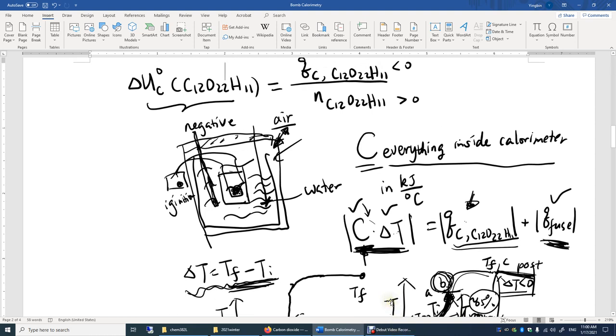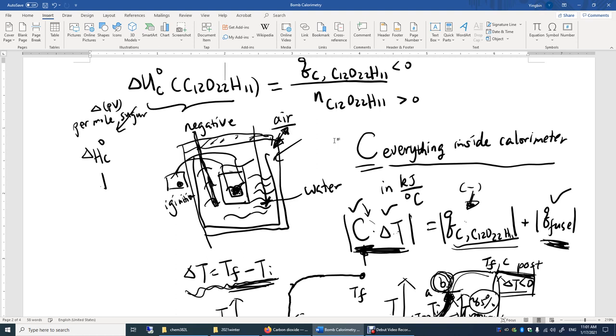And this number is a negative number. Okay, this is combustion heat. So this is actually a negative number. Plug this in here, you determine the internal energy change of the combustion of sugar. Okay, and then we learned how to go from the internal energy change of the combustion to the enthalpy change of the combustion. They differ by delta PV per mole sugar.